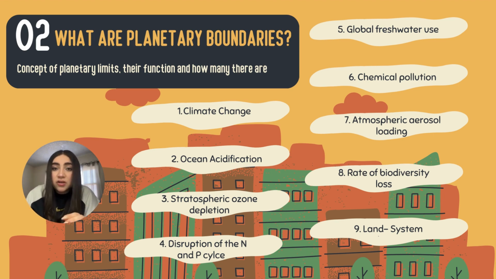These are the 9 planetary limits. So, 1 is climate change, 2 is ocean acidification, 3 is stratospheric ozone depletion, 4 is disruption of the N and P cycle, 5 is global freshwater use, 6 is chemical pollution, 7 is atmospheric aerosol loading, 8 is rate of biodiversity loss, and 9 is land system change. So let's go to the next slide.